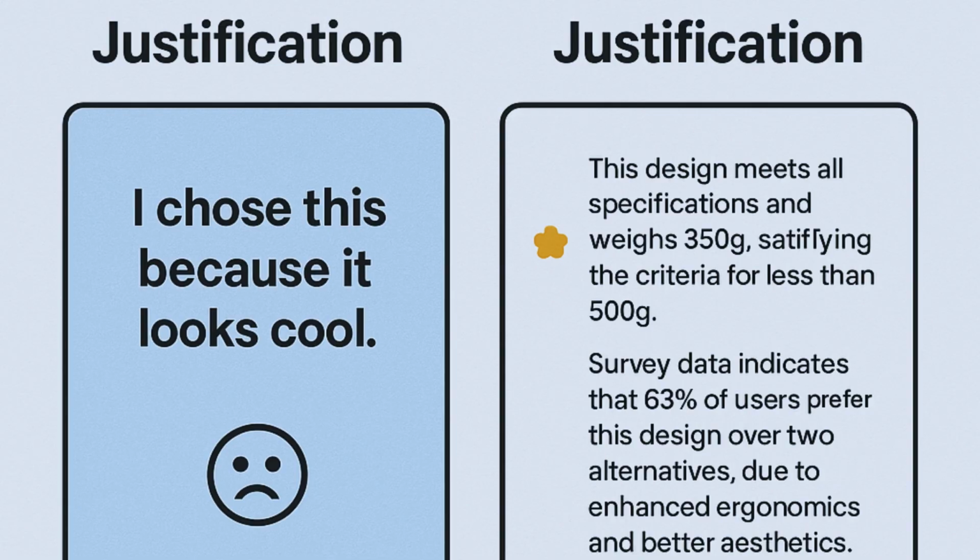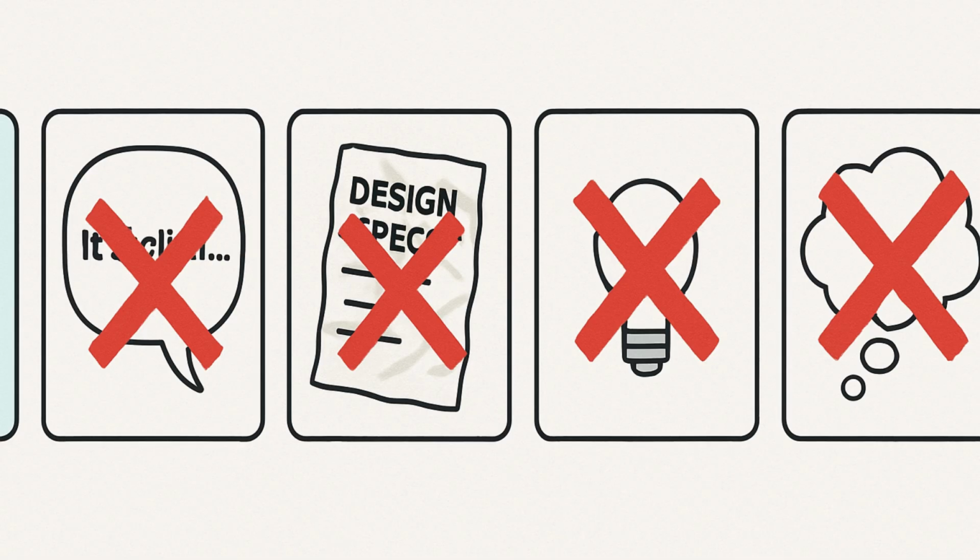Before we wrap up, let's look at some of the common mistakes that students tend to make. Mistake number 1. Only showing the design without explanation. Don't just present a pretty picture. You must justify.